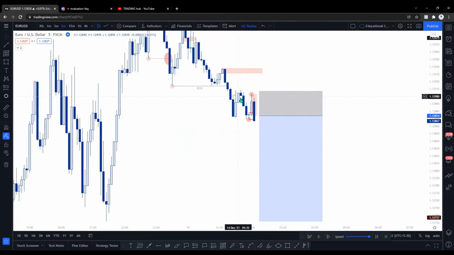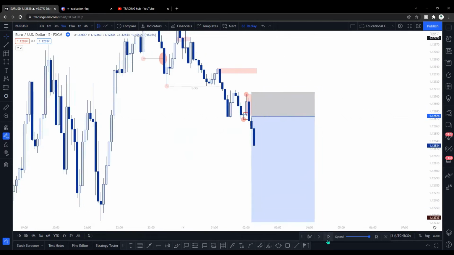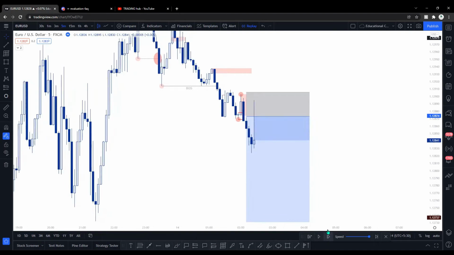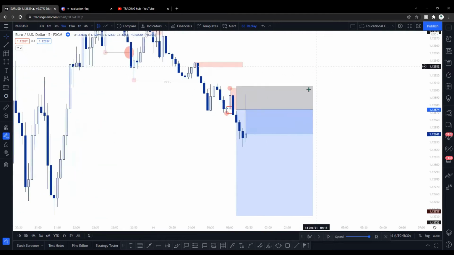Suppose in this case the market hits the stop loss. This loss will be your valid loss, because you are following our trading plan, right? Now you can see the market mitigated this order block. I mean, tapped this order block here, right?